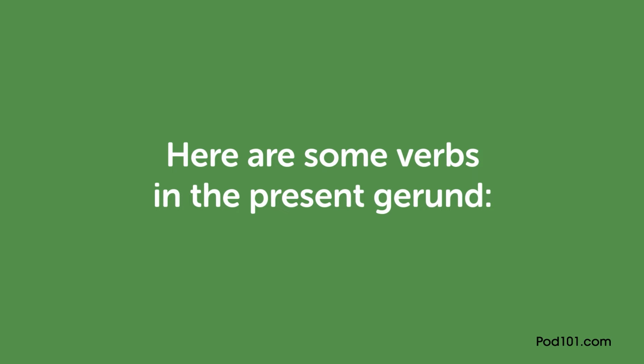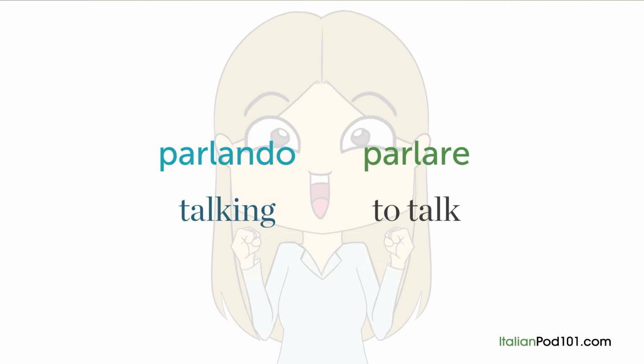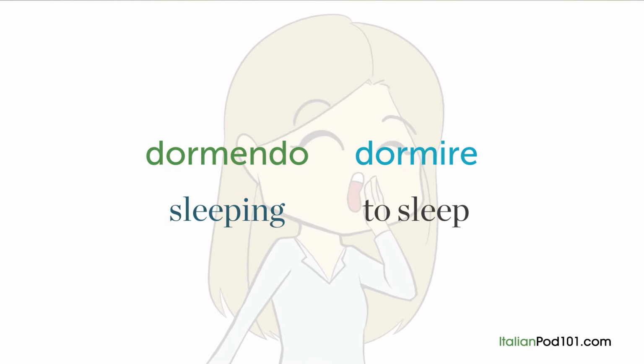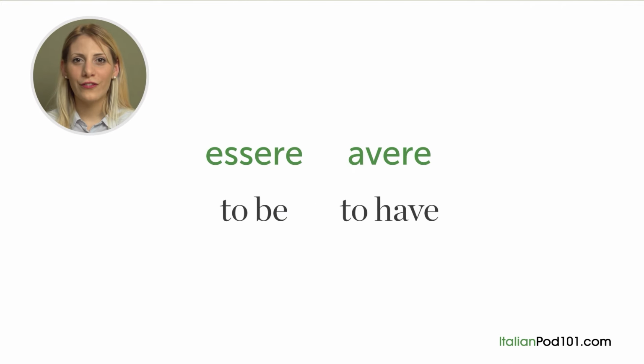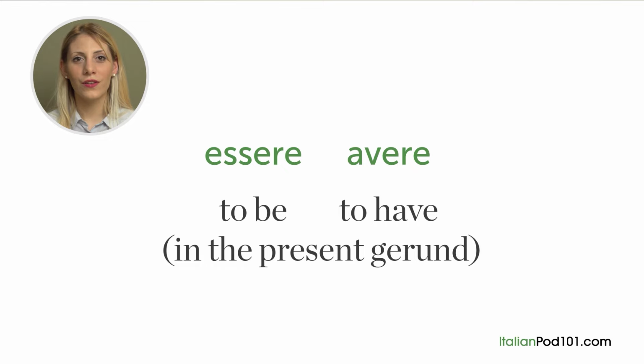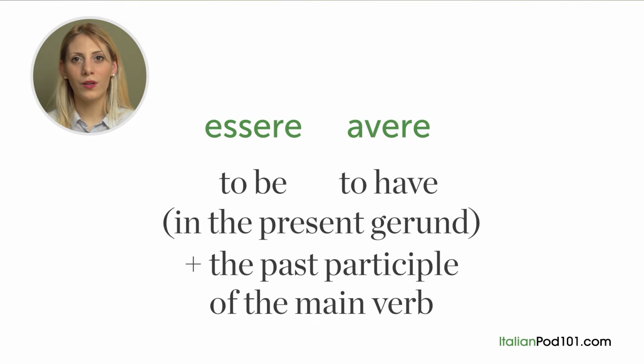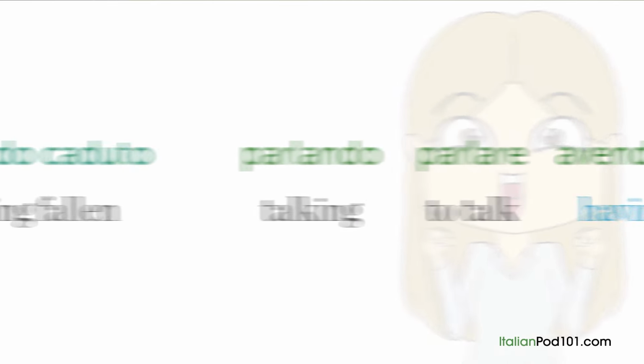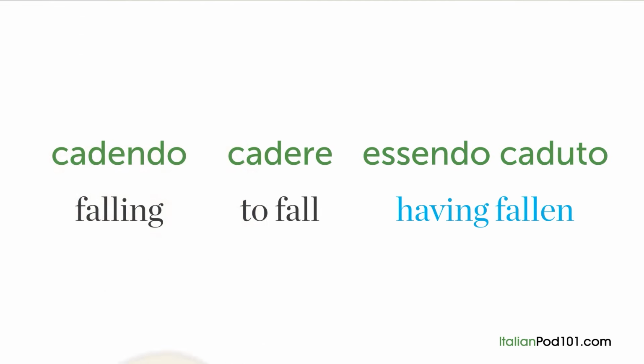Here are some verbs in the present gerund. Parlando, talking, from parlare, to talk. Cadendo, falling, from cadere, to fall. Dormendo, sleeping, from dormire, to sleep. To form the past gerund, use the right auxiliary, essere, to be, or avere, to have, in the present gerund, plus the past participle of the main verb. Here is the past gerund of the same verbs. Avendo parlato, having talked. Essendo caduto, having fallen.